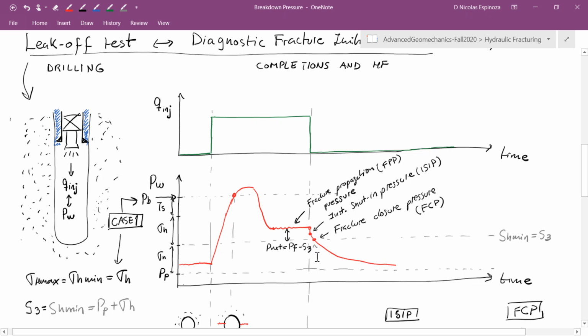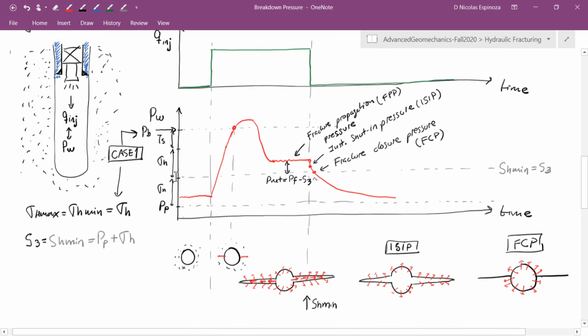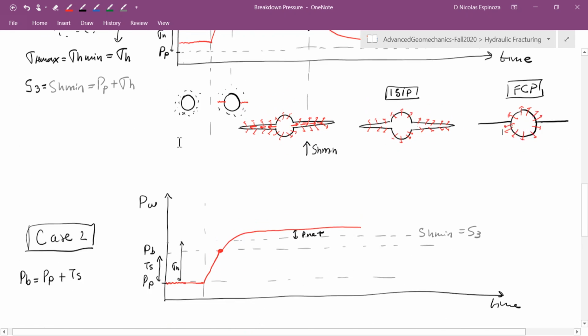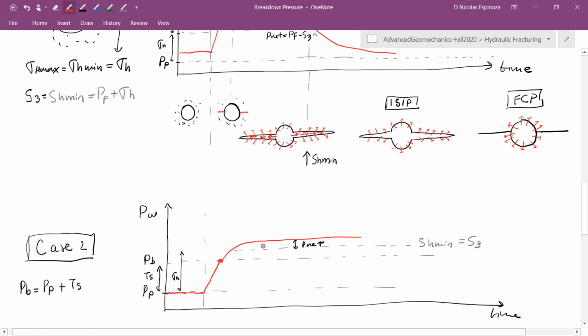All right, here we solve and obtain this signature for case number 1. What will happen for case number 2, in which I have a high stress anisotropy? In case number 2, I would see a different signature of the pressure as a function of time. Why? Because the breakdown pressure now is different. Notice that breakdown pressure is going to be just a function of pore pressure and the tensile strength.